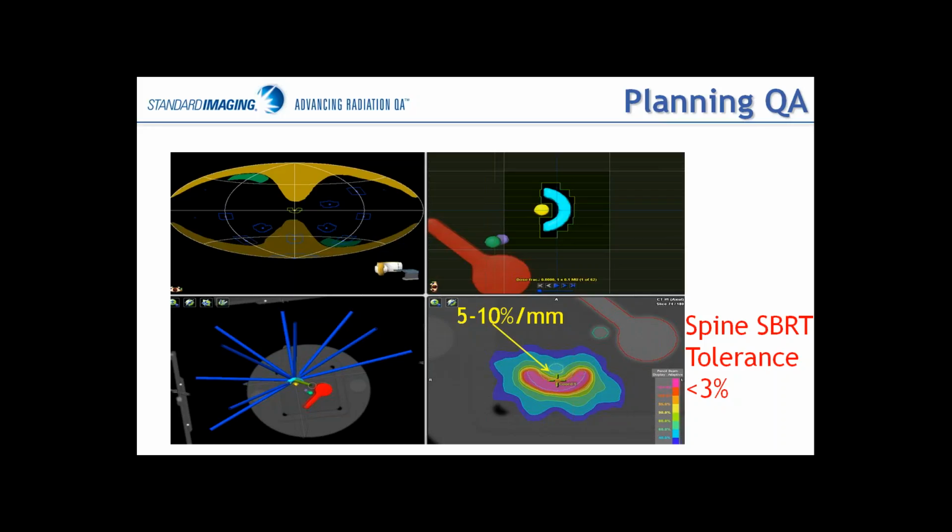So after you've used the Lucy Phantom with this type of insert and assessed what your dose drop-off is like, you can get a better assessment of what your margin should be, for example, and how well you can actually account for organ shifting or shrinking, changing shape, or whatever. And this particular clinic uses a tolerance of 3% regarding how well the dose is conformed to our target and compared with the organ at risk right next to it.